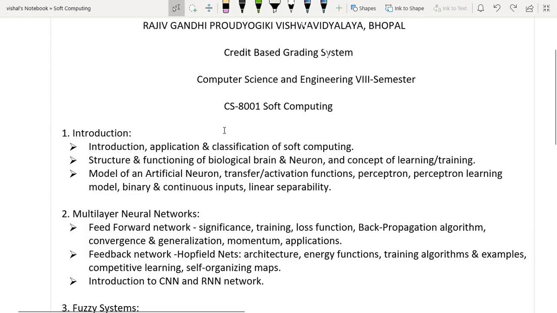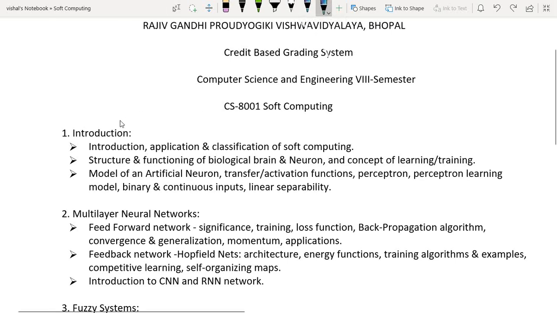Hello everyone. Today we'll see the syllabus offered by RGPV in soft computing. We have five units. We'll see in first unit mainly three topics. First is introduction, application, and classification of soft computing. We'll talk about what exactly soft computing is, what are the major areas where soft computing is being used, what are the different techniques in soft computing.